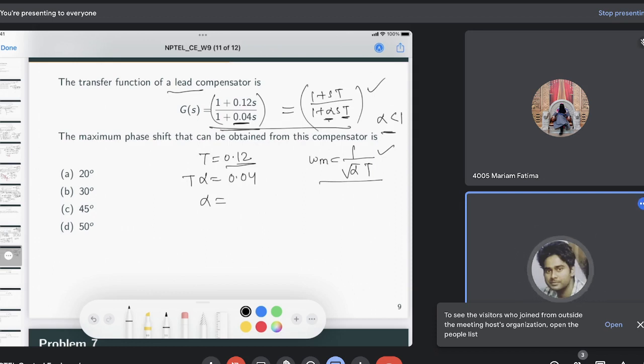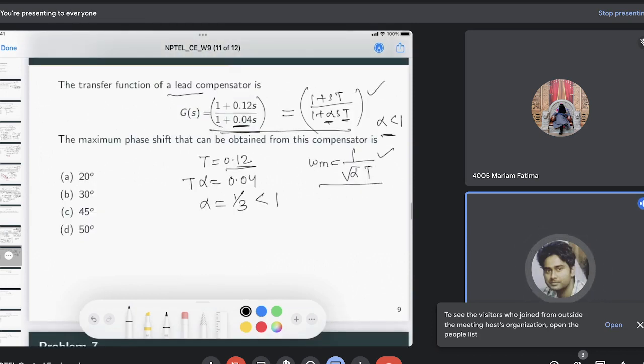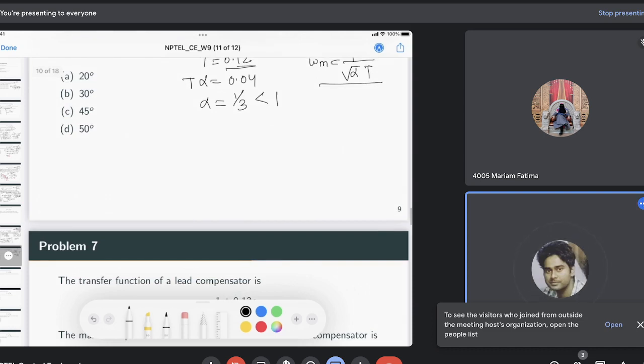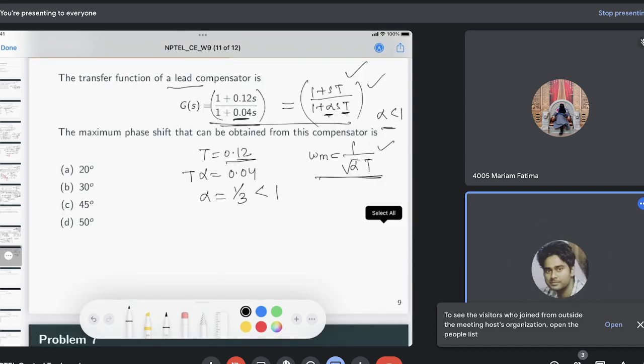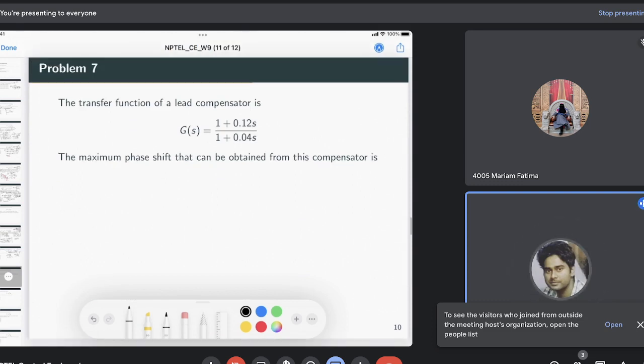Okay, alpha is 1 by 3, and it is less than 1 also, as you can verify. So we have this, then we will take this form and see what will be this phase angle at this frequency point. So we'll just use this general form first and see what this term is coming.